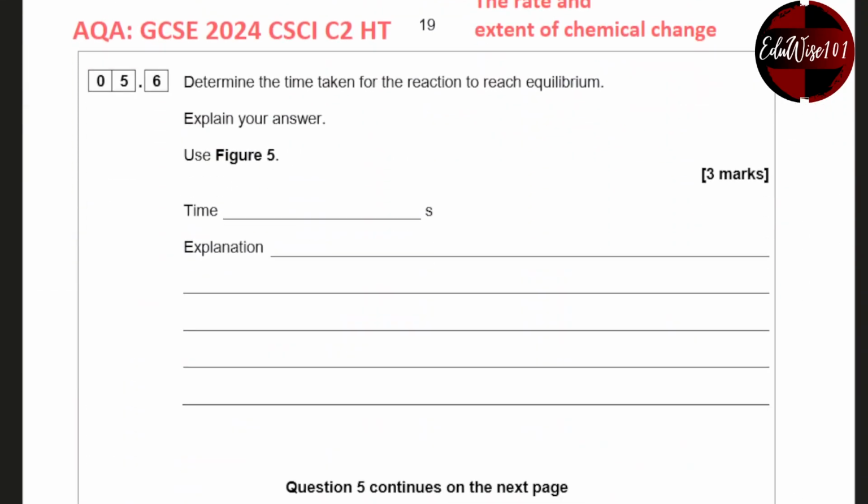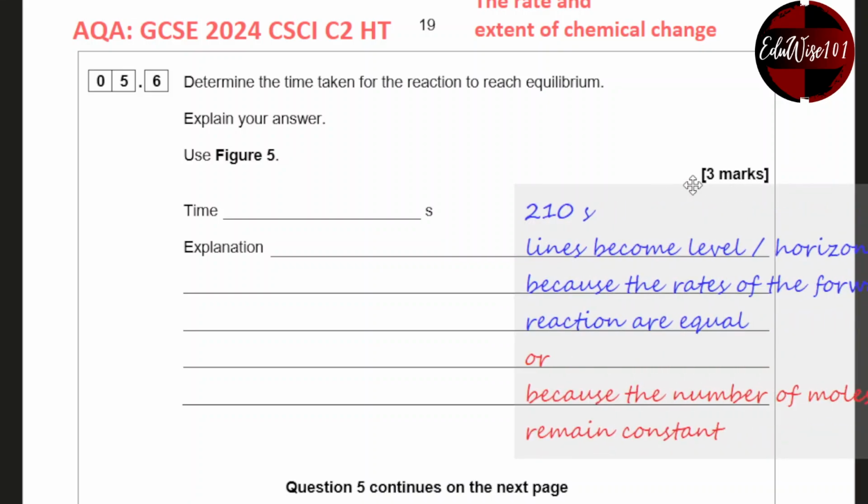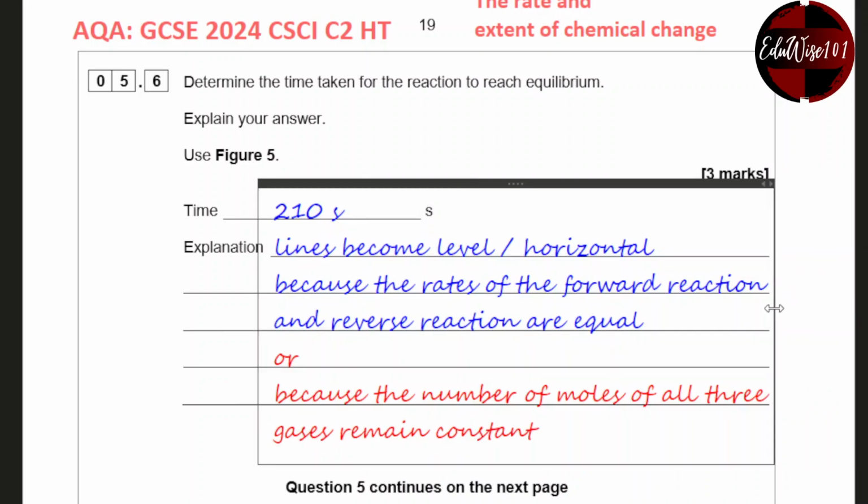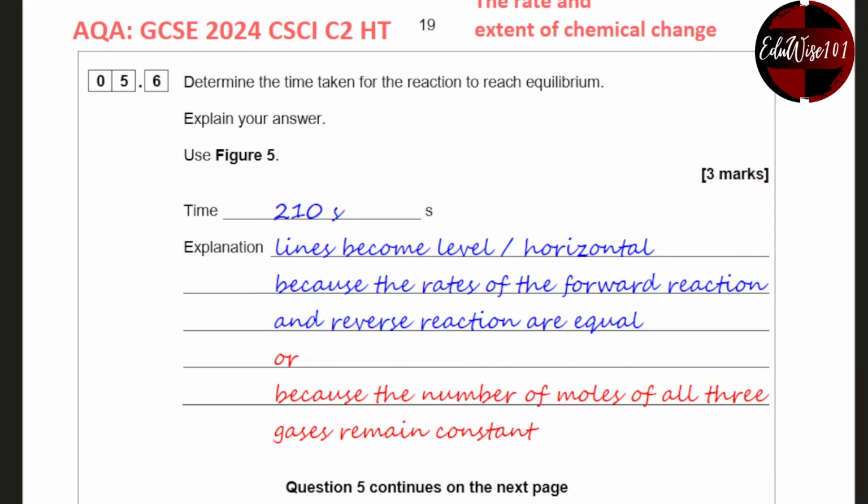Determine the time taken for the reaction to reach equilibrium. As we discussed above, it was 210 seconds. The explanation is because the lines become level or horizontal because the rates of the forward and backward or reverse reaction are equal, or you could say because the number of moles for all three gases remains constant.